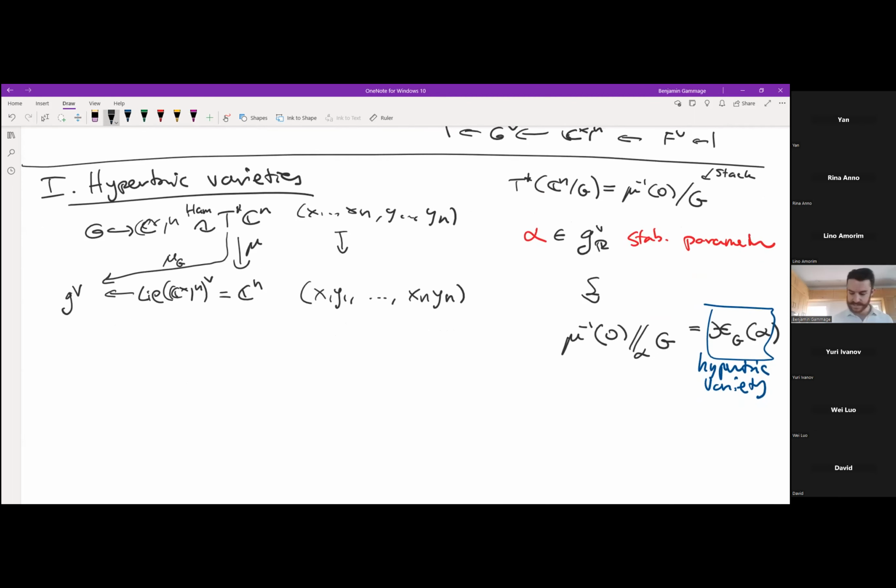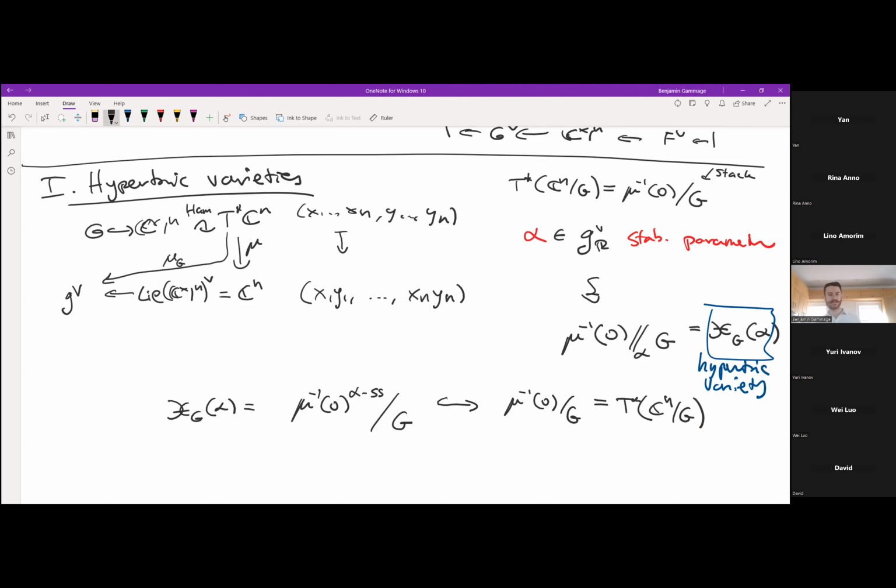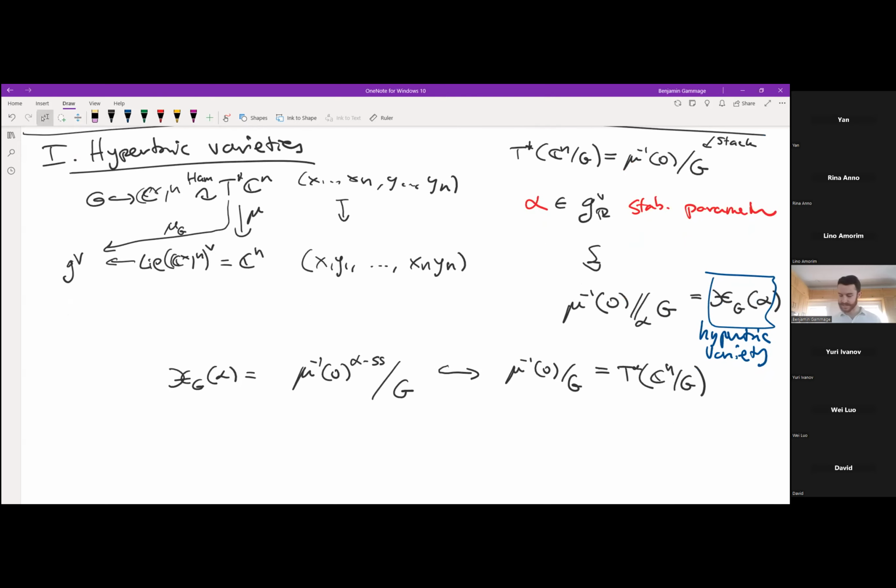And what do I mean by this GIT quotient? One way to understand how GIT quotients work is that X_G of alpha is equal to, I take my mu inverse of zero as before, and then before I take this G quotient, I restrict to some kind of semi-stable locus. So there's some set of points inside of mu inverse of zero, the alpha semi-stable points, and then I take my G quotient. This is just basic GIT theory, but the point is that this embeds this variety as an open subset inside of the stack which I was studying before. So if I'm interested in these varieties, they actually embed as open subsets of stacks. So it makes sense that I'm studying this stack first, and then I can study the variety afterward.